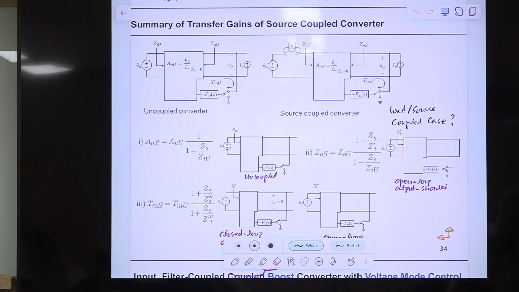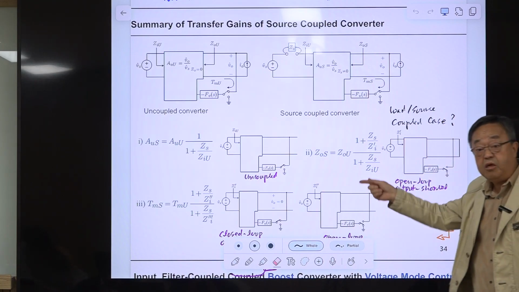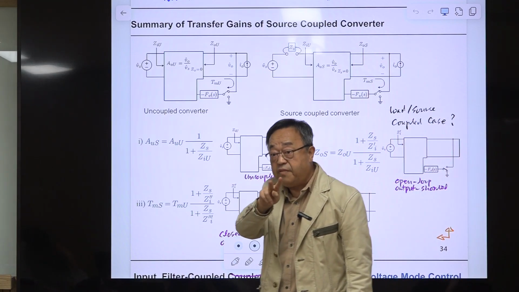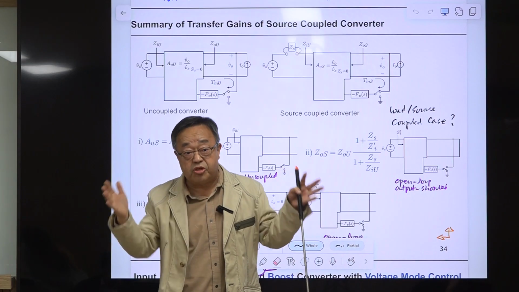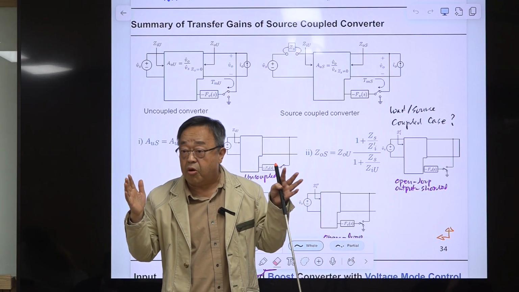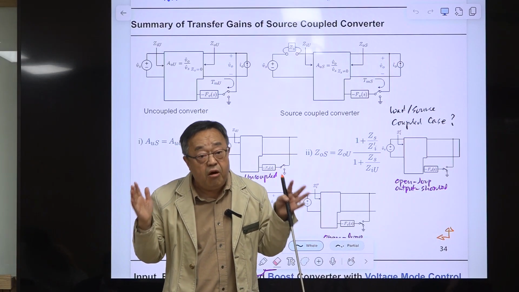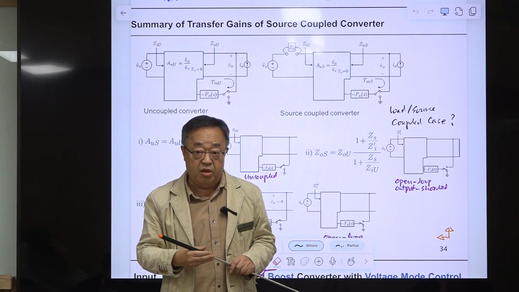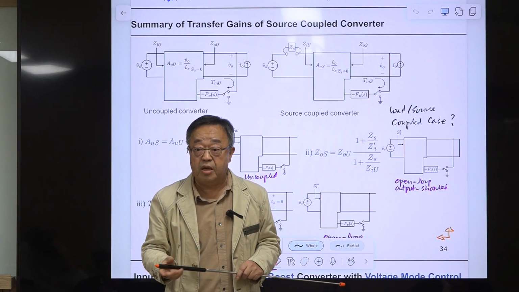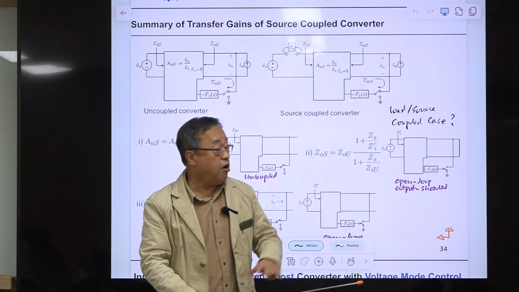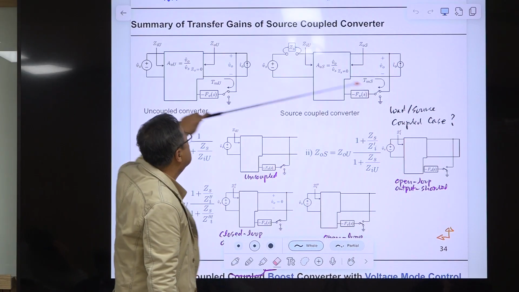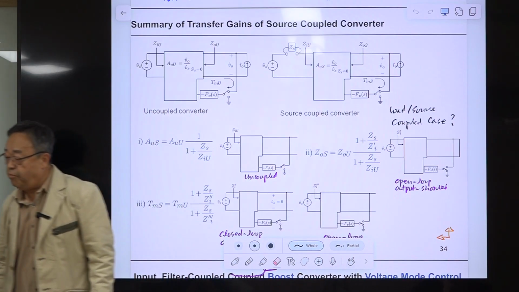One question might be what happens if both the source and the load are connected. Then we apply this EET twice. Then you can obtain the transfer gain of the converter with its source subsystem and its load subsystem. That is coming later. Now we focus on this case, the source coupled converter case.